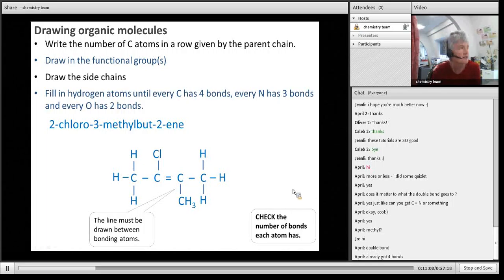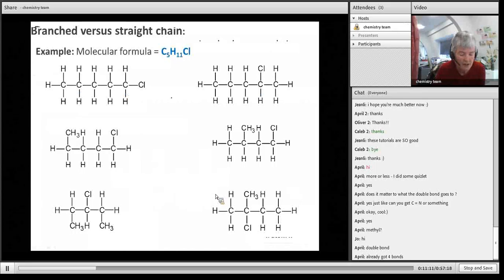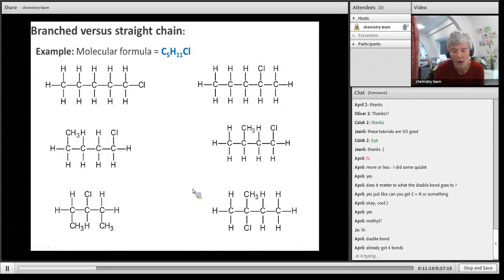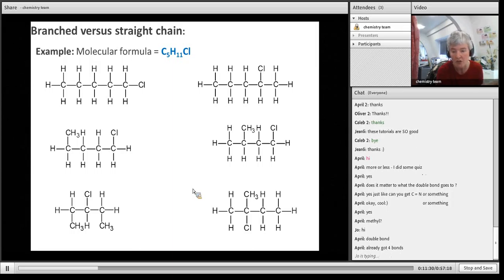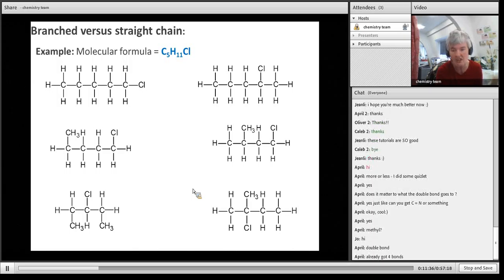So here's an example. You might get a question, draw a branch chain isomer of this molecular formula, or draw a straight chain. So little things like tertiary, secondary, primary, straight chain, branch chain, you need to know what they mean because you could be asked to draw a particular isomer that way. So is this first molecule here on the top left, is that a straight chain or a branch chain?